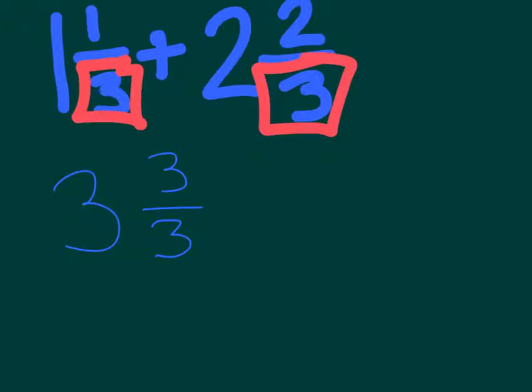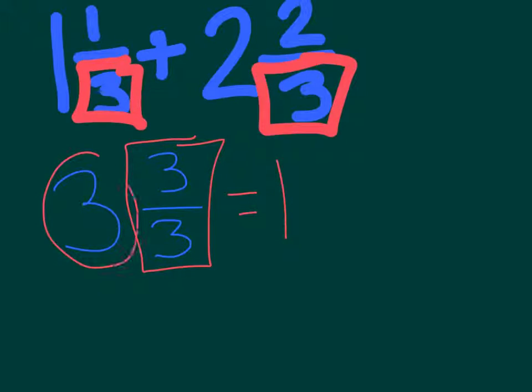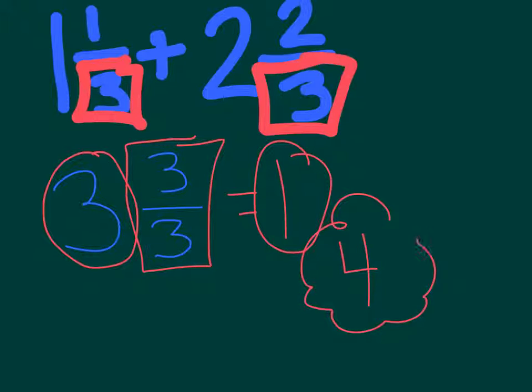Now remember that this fraction right here means 3 divided by 3, which is 1. So now I'm going to add my whole number 3 plus my 1, and my final answer for that problem would be 4.